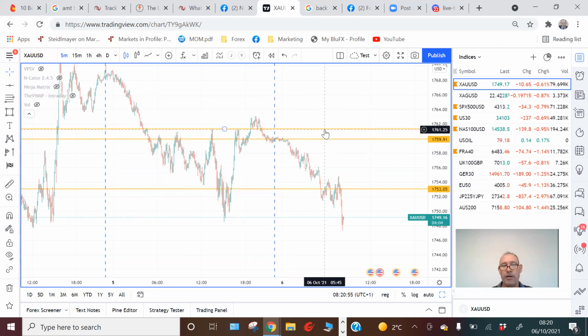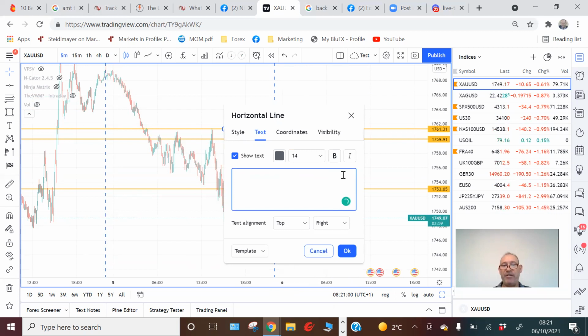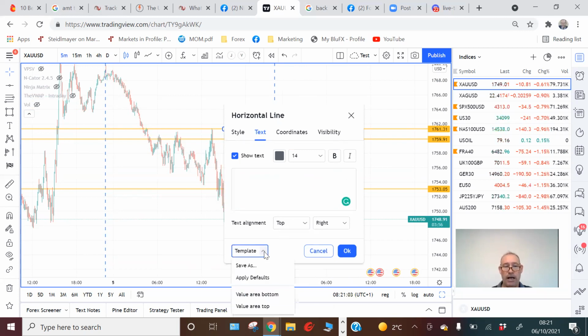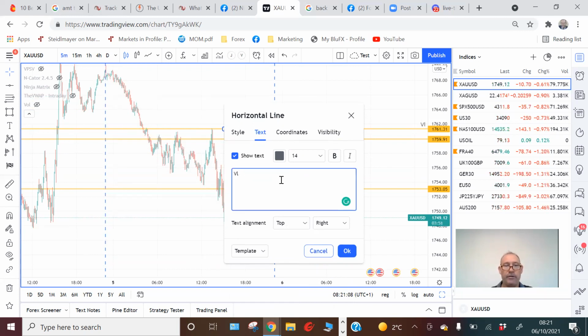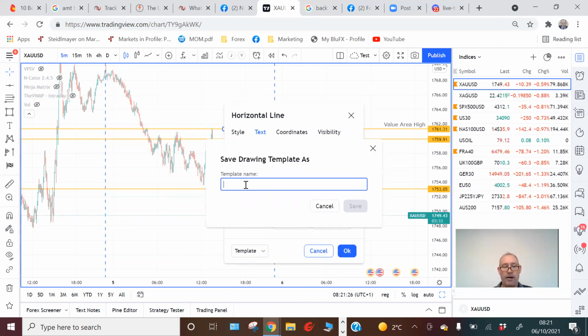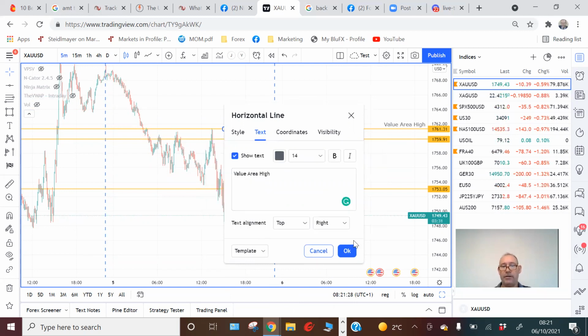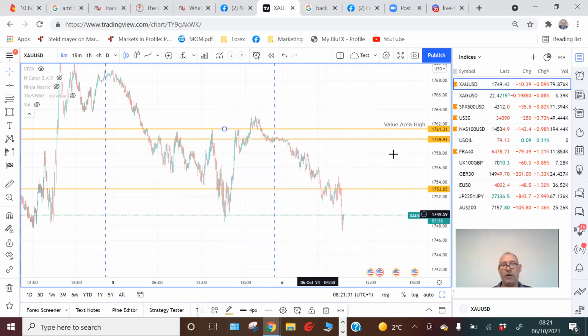I'll mark this up. So all I do is I click on that, go to my settings button, and I type in the value area high. And here is one. Oh, I'll do it again. Value area high. If I wanted, I actually could save that as a template. Just what I've done there. I can set the size. I can get that all nice. I can press save as, paste that in there, value area high. So any time in the future, it will come up.